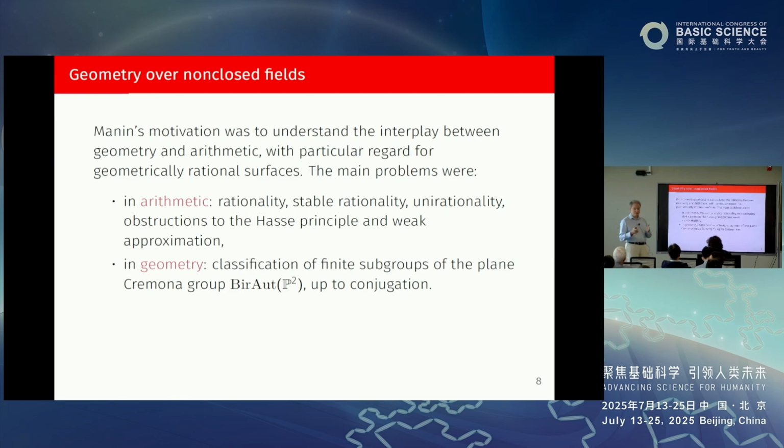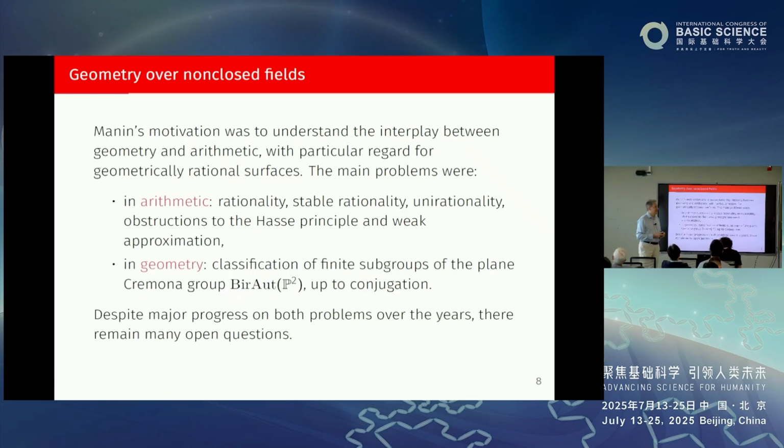Now, in geometry of the complex numbers, you'd like to understand finite subgroups of the plane Cremona group up to conjugation. And in fact, let me just say that even projectively linear actions on P2, the classification of these actions up to conjugation in the Cremona group is still an open problem. All right. Now, there's been, of course, a lot of progress, but there are also many open questions.